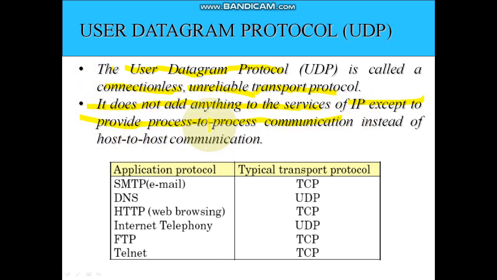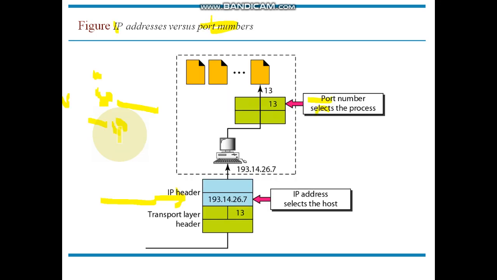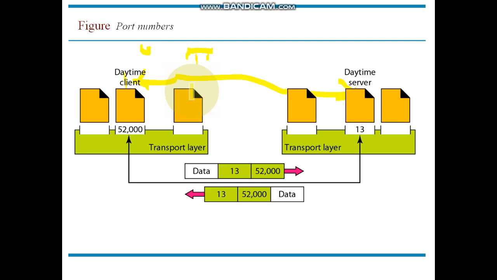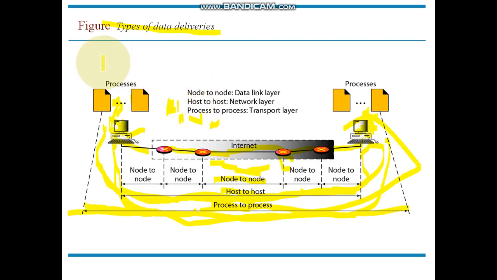instead of host-to-host communication. In TCP, we had seen host-to-host communication, and in UDP, it is process-to-process communication. If you want to know what process-to-process communication is, you should see our previous videos. Let me highlight it for you. Okay, this is process-to-process communication.